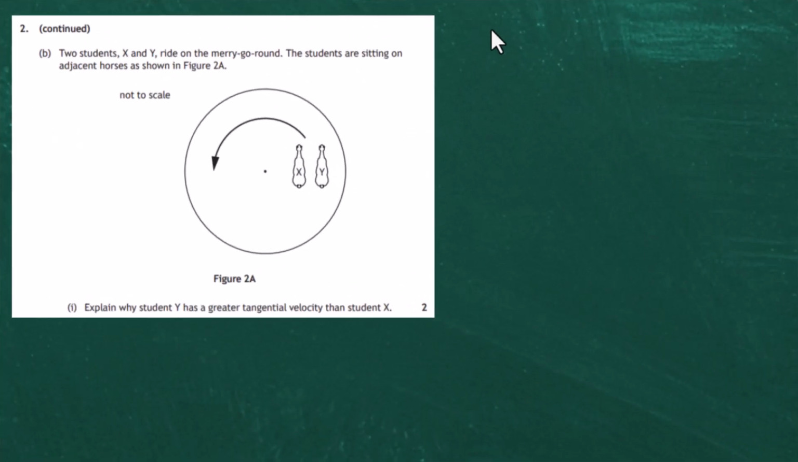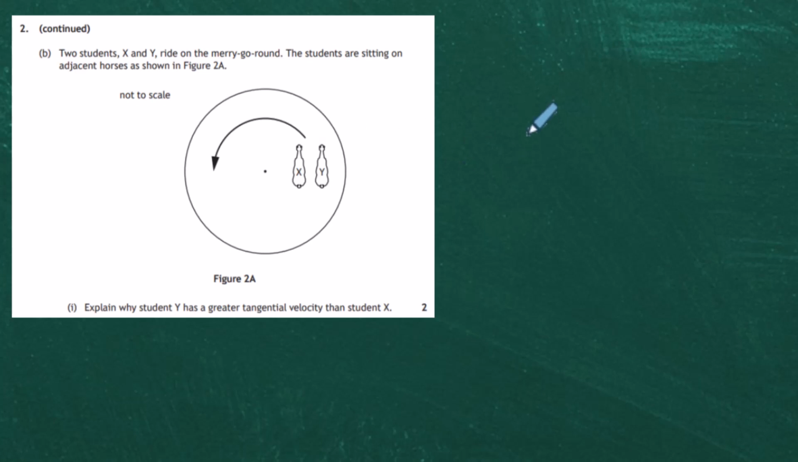Question 2 continued, part B. 2 students, X and Y, ride on the merry-go-round. The students are sitting on adjacent horses as shown in figure 2a. You're looking down on the merry-go-round from the top of it. Now, part I: explain why student Y has a greater tangential velocity than student X.